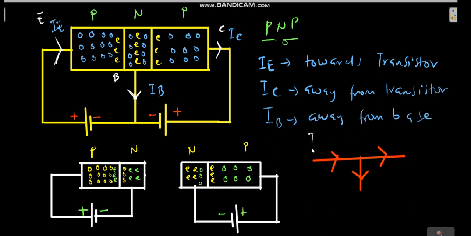You can name this IE, which is the current in the emitter, and then we can name this IC, which is the current in the collector, and then we can name this IB.